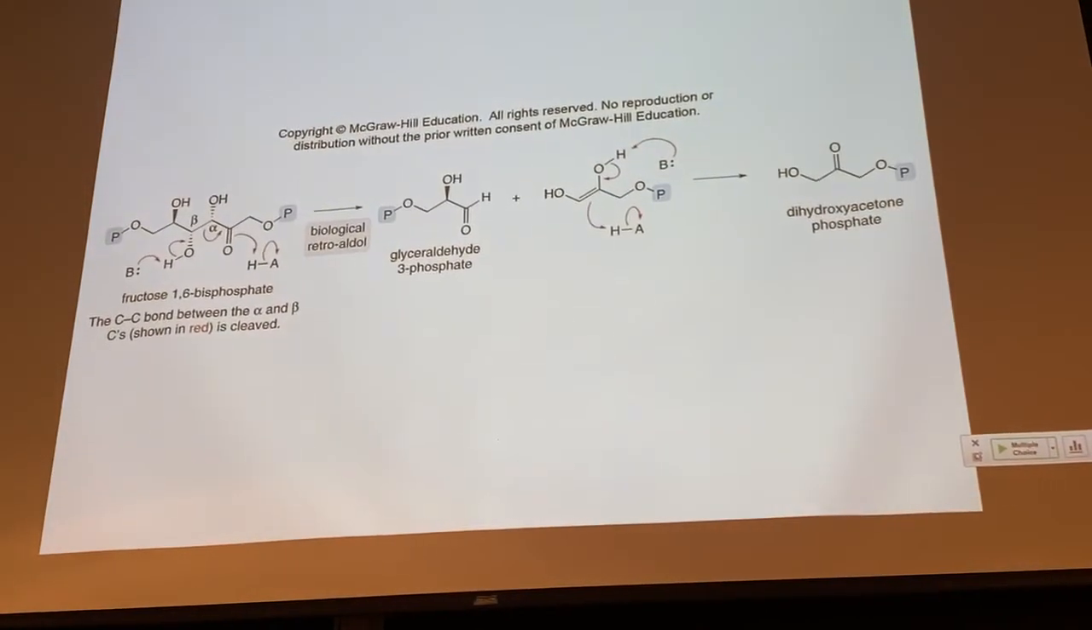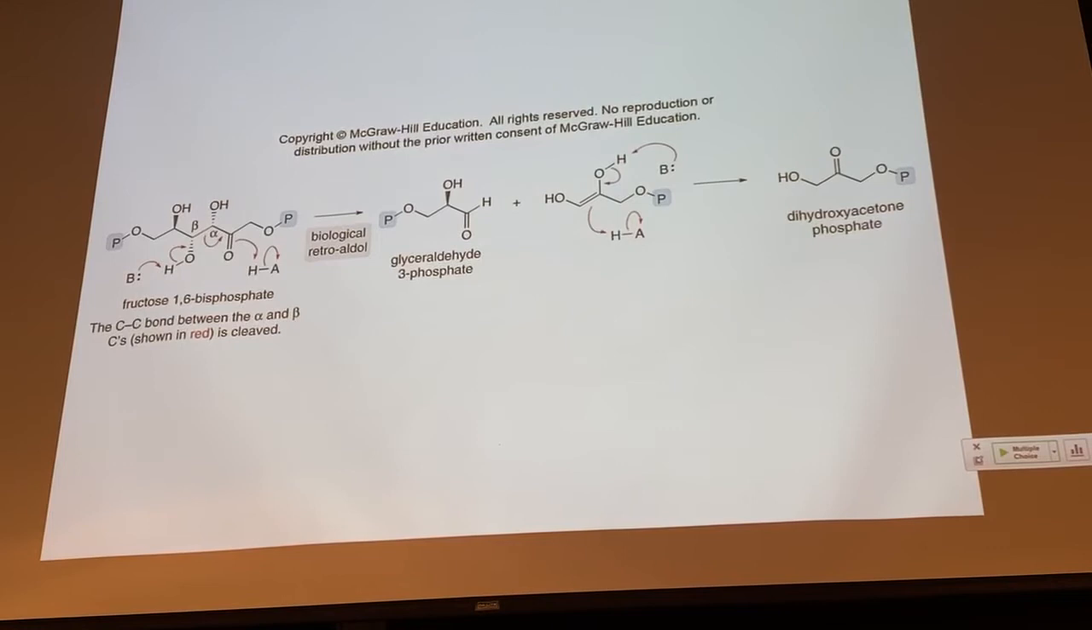So this retroaldol reaction that we see here is simply the reverse of the aldol reaction I showed you 2 slides earlier. We have fructose 1,6-bisphosphate, which is derived from glucose in the glycolysis pathway, something we'll study later on this semester. Glucose gets converted into fructose 1,6-bisphosphate. The body needs to chop that into 2, 3-carbon species in order to get energy from it, and it does so via this retroaldol reaction.